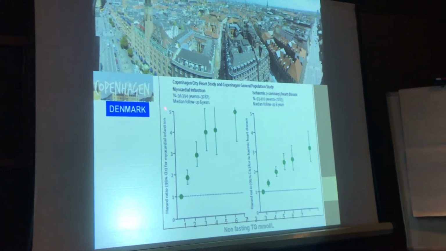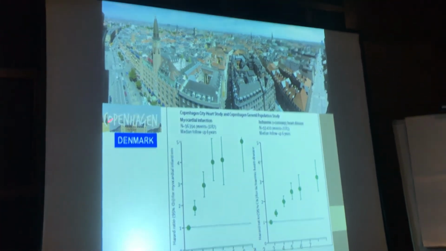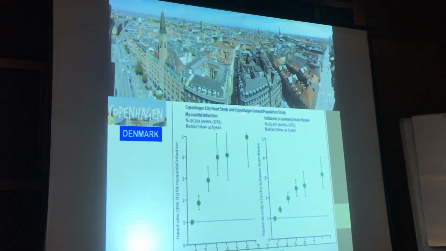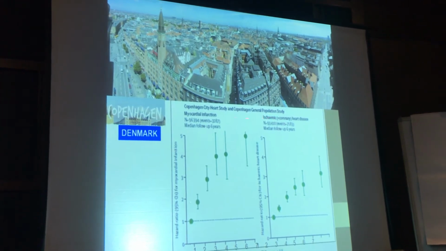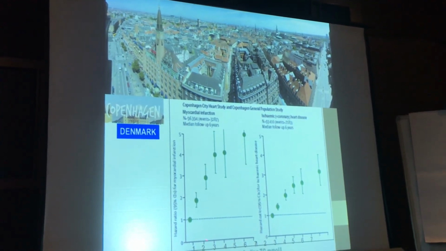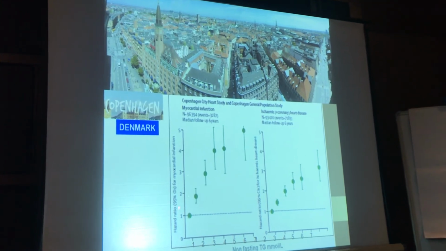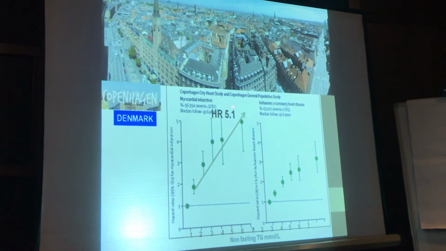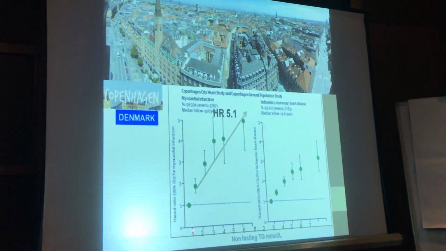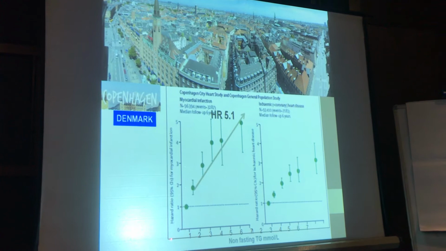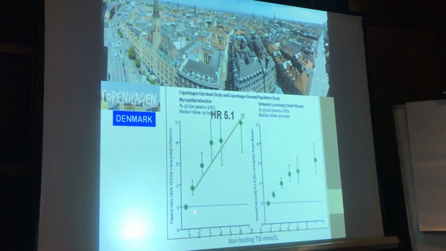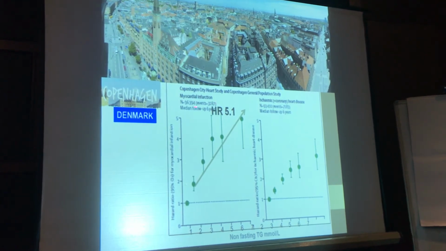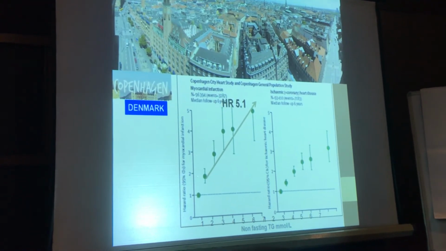Now, Copenhagen, which is the capital of Denmark, where the Copenhagen City Heart Study and the Copenhagen General Population Study were done, found that these patients had a high risk with triglyceride. The relative risk increased to about 5-fold with increasing levels from 1 millimole. 1 millimole is about 200 milligrams of triglyceride. So as it went on increasing, the risk of myocardial infarction increased in this population.